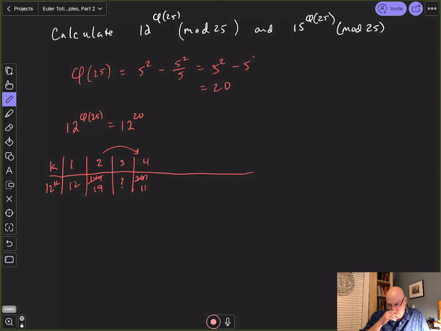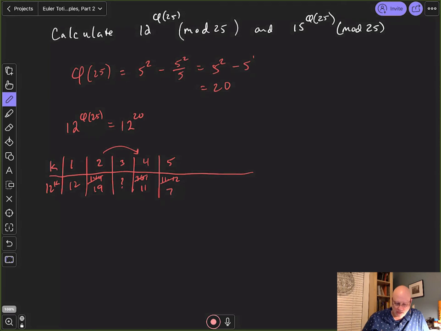Now what would be really helpful is, 12^4 squared is 12^8, and then 12^16. It'd be better if I could get to 12^5. Well, since I know 12^4, and 12^5 is just 12^4 times 12, I can take 11 times 12, which is 132. And then again, subtracting 125, I'm going to get 7.